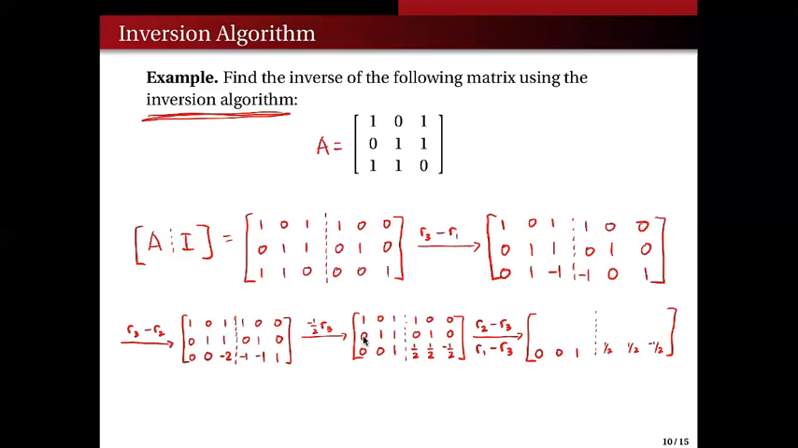For row 2, so row 2 minus row 3, 0 minus 0, that's still 0 in here. 1 minus 0, that's 1. 1 minus 1, that becomes 0. 0 minus 1 half, we have negative 1 half. 1 minus 1 half, that's positive 1 half. 0 minus negative 1 half, that's positive 1 half.